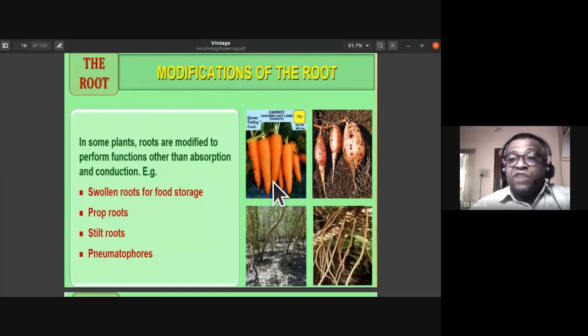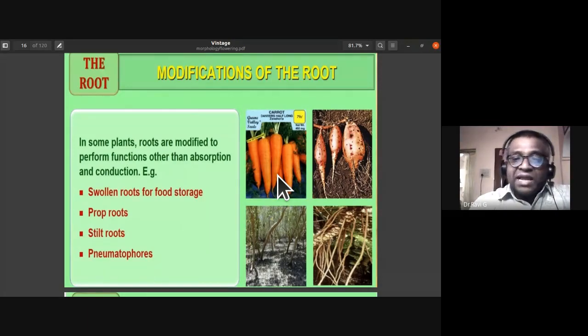In case of sweet potato, they would have stored the food. You notice those. In radish, they would have stored the food. So you find swollen roots for storage of food. Then you find prop roots, the aerial roots, which come from the branches of the banyan tree. They provide mechanical strength. The aerial roots arise from the branches of the banyan tree and grow into the soil. They provide support, just like a pillar, to the huge canopy of the banyan tree.